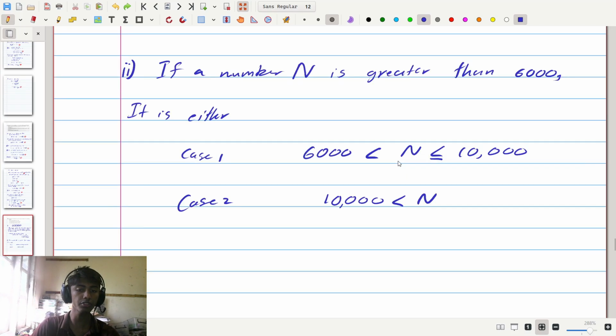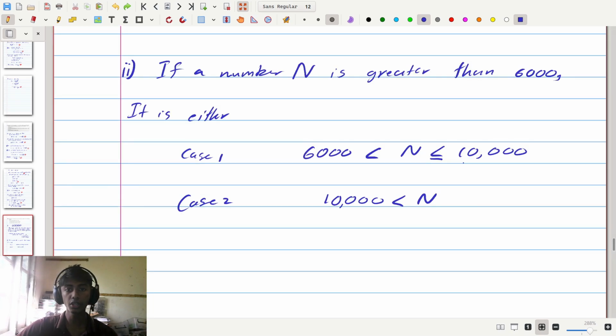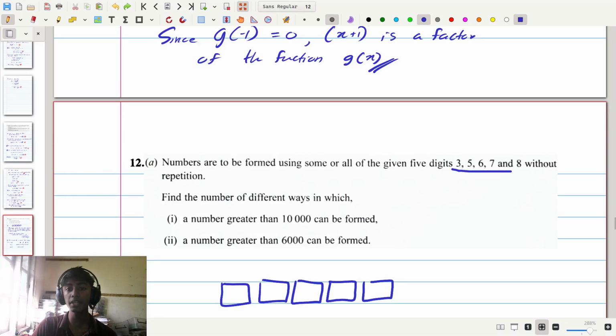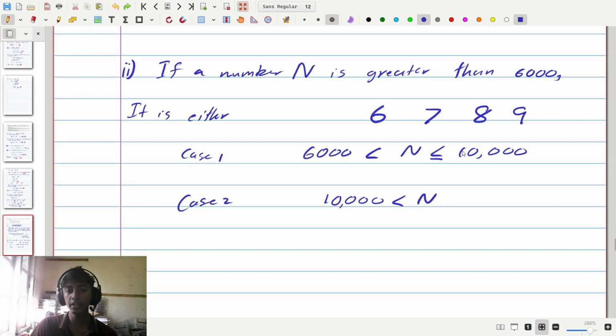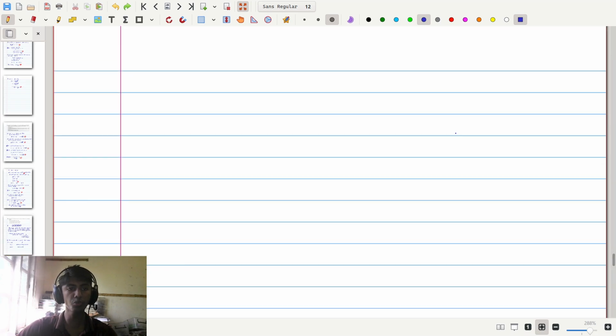Now furthermore, we can also see, since our number is greater than 6,000 and it cannot be equal to 6,000 based on the digits that were given, our number must start with either 6, 7, 8 or 9. And it cannot start with 9, since 9 is not one of the digits that were given in our set of 5 digits. So according to that, the number n must start with either 6, 7 or 8. So it must be either 6 and 3 more digits, or 7 and 3 more digits, or 8 and 3 more digits.